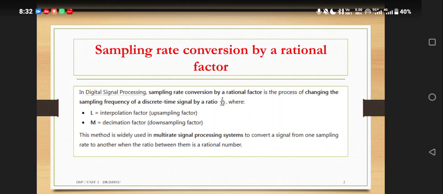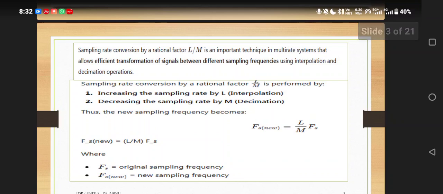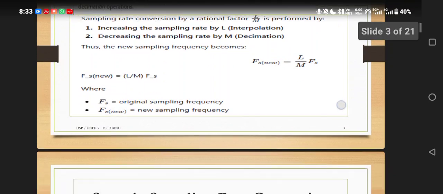This method is normally used in multi-rate signal processing systems to convert a signal from one sampling rate to another when the ratio between them is a rational factor. Sampling rate conversion by a rational factor L by M is an important technique in multi-rate systems that allows efficient transformation of signals between different sampling frequencies using interpolation and decimation processes. F' equals L by M times F, where F is the original sampling frequency and F' is the new sampling frequency.